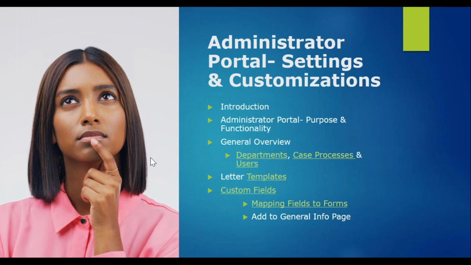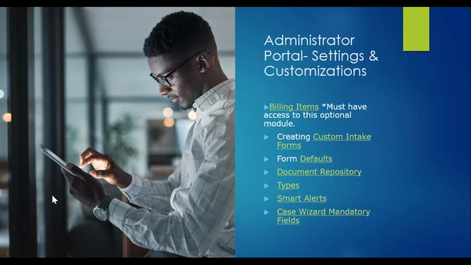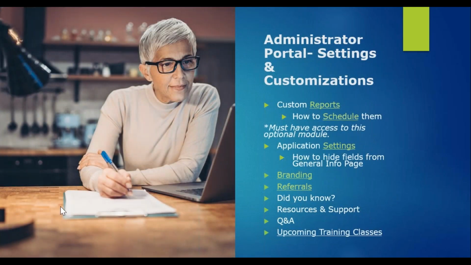Let's begin. Let's learn more about the admin portal. I'm going to cover what a portal is, what the purpose and functionality are, the general overview, and how you can customize some of the areas or icons. I'm going to talk about the letter templates and custom fields, and how you can connect them to forms so they can auto-populate. If you have billing, you need to customize the items. And also, we're going to go over how to create custom questionnaires, what the form defaults are, document repository types, smart alerts, the case wizard mandatory fields, and custom reports. Again, it's an optional module. It's actually my favorite feature. I'll show you how to schedule them.